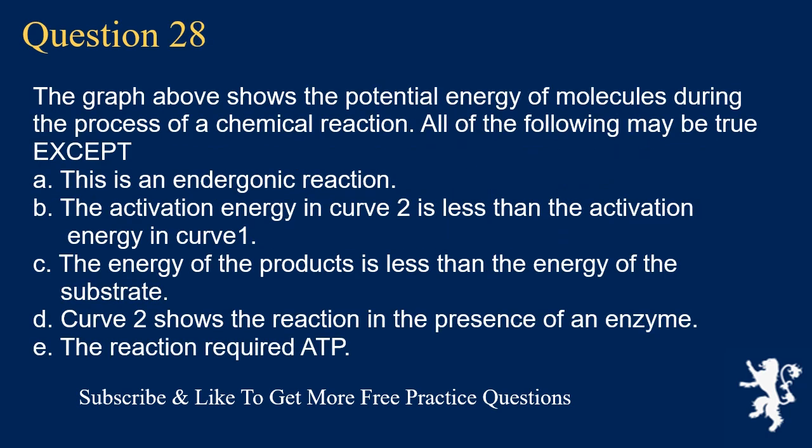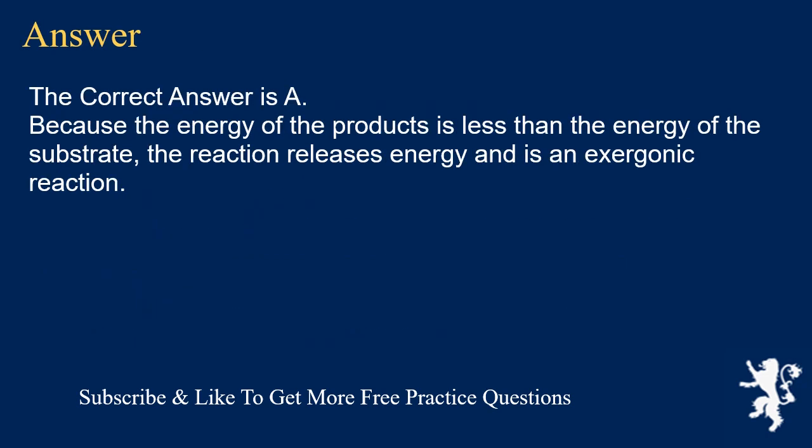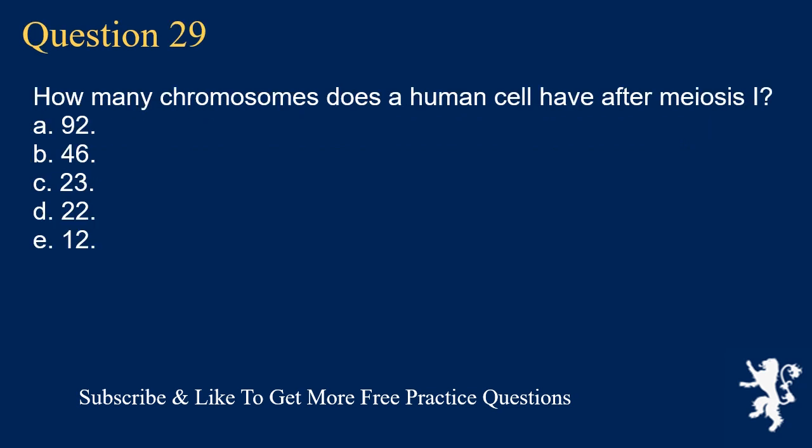Question 28. The graph above shows the potential energy of molecules during the process of a chemical reaction. All of the following may be true except: A. This is an endergonic reaction. B. The activation energy in curve 2 is less than the activation energy in curve 1. C. The energy of the products is less than the energy of the substrate. D. Curve 2 shows the reaction in the presence of an enzyme. E. The reaction required ATP. The correct answer is A. Because the energy of the products is less than the energy of the substrate, the reaction releases energy and is an exergonic reaction.